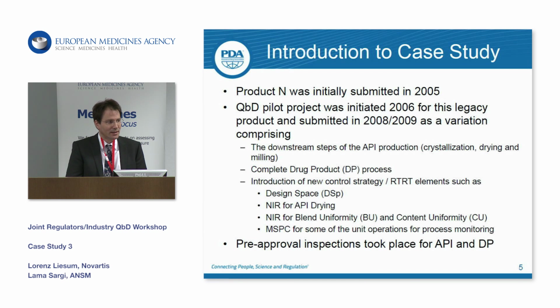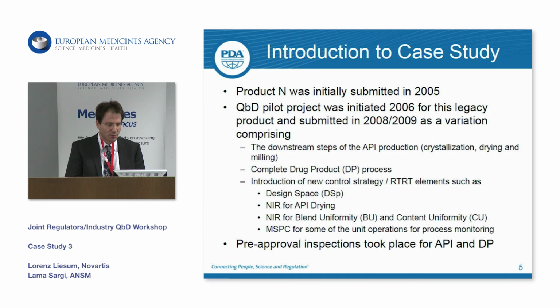The product is, as you can see from the title, a legacy product. Initially, the first filing was made in 2005. Then in 2006, this product was identified as being the first pilot project for QBD within Novartis, mastering a significant amount of activation energy, and finally submitting the dossier in 2008 for the drug substance and in 2009 for the drug product. As previously mentioned, we were covering both, so the last steps of the API production, as well as the complete chain of unit operations for the drug product side.